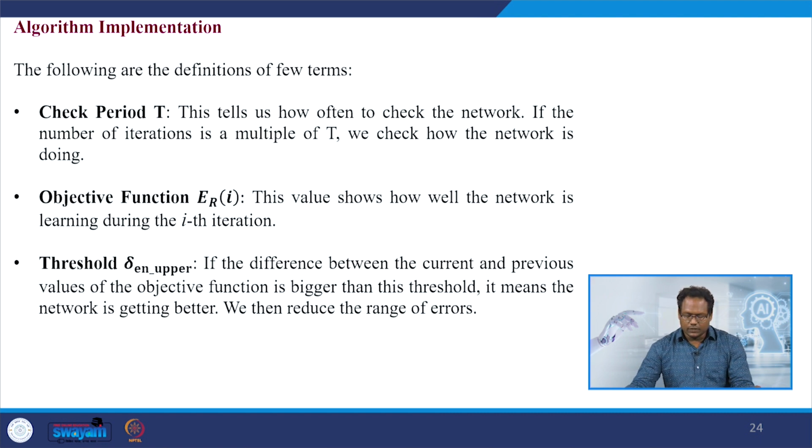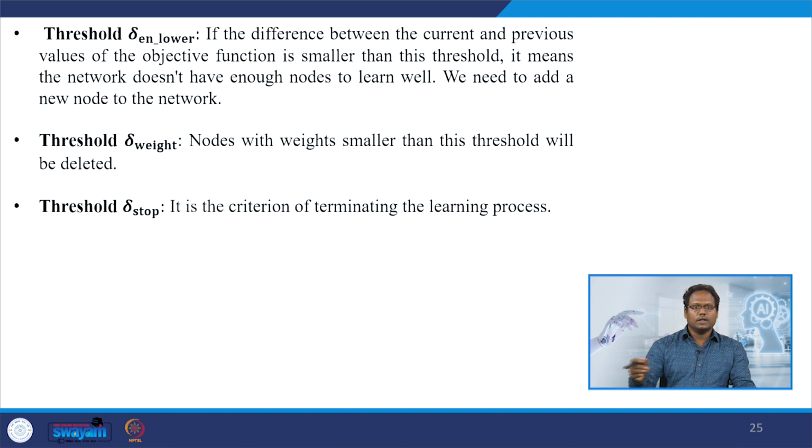If the difference between the current and the previous values of the objective function is higher than this threshold, it means that the network is getting better. We then reduce the range of errors. Similarly, we have another threshold towards the lower value, that is delta entropy lower. If the difference between the current and the previous values of the objective function is smaller than this threshold, it means the network does not have enough nodes to learn well. So, in that way we need to add a new node to the network.